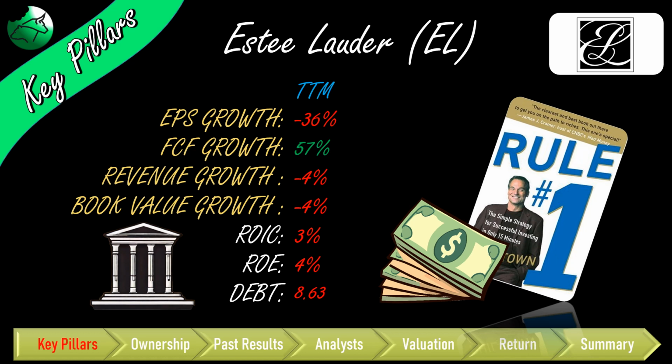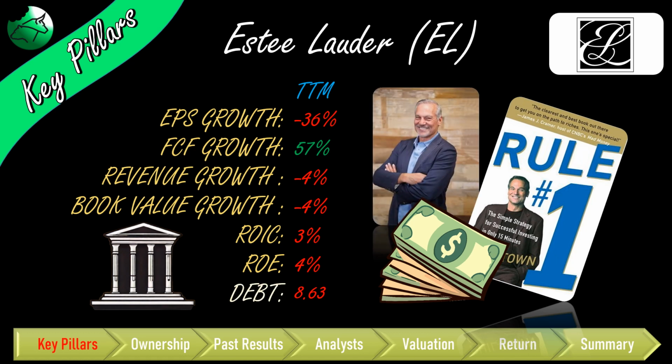Now we want to turn our attention to the management of the business by looking at the return on invested capital and the return on equity. These two measures allow us to assess a company's efficiency at allocating capital under its control. Return on invested capital and return on equity are currently at 3% and 4%. Now we move on to debt, and Phil Town prefers a company that is able to pay off debt with their free cash flow within 3 years. Using the current free cash flow, it would take 8.5 years to pay off the debt.